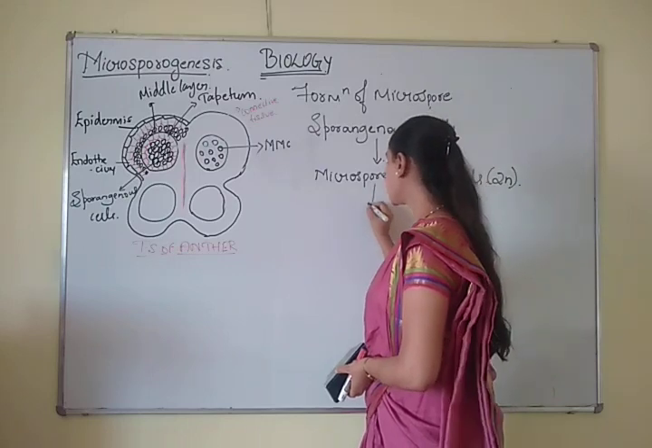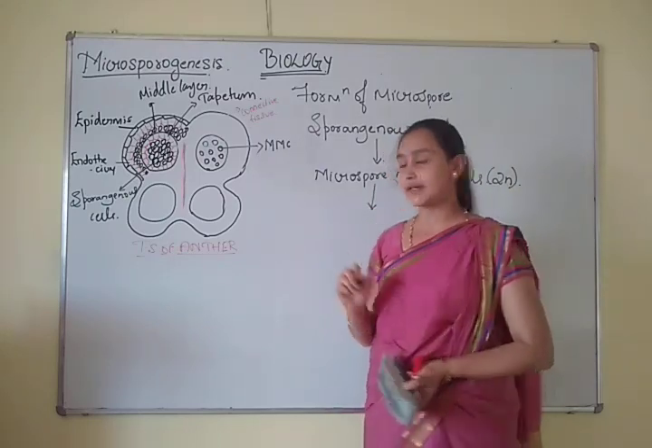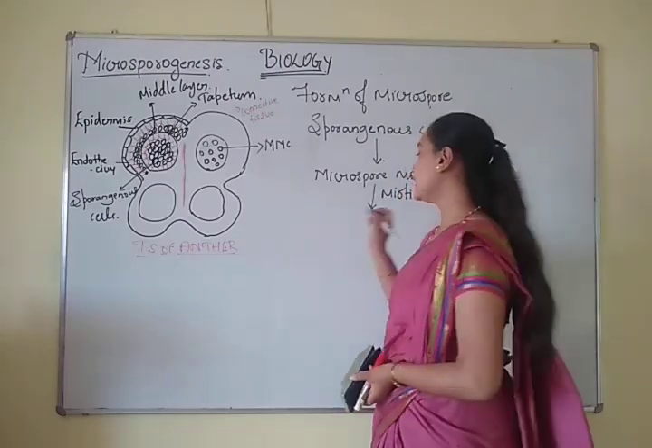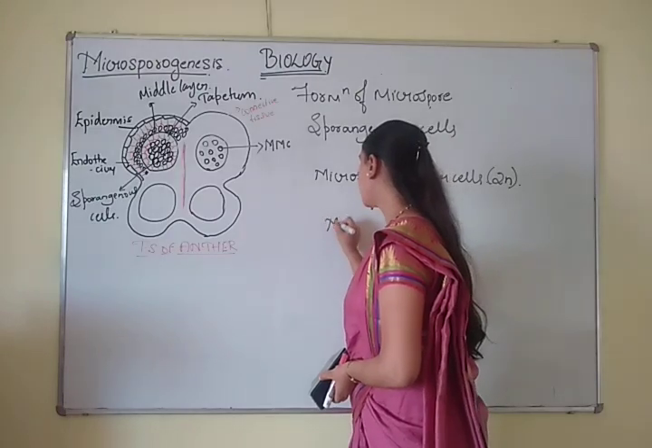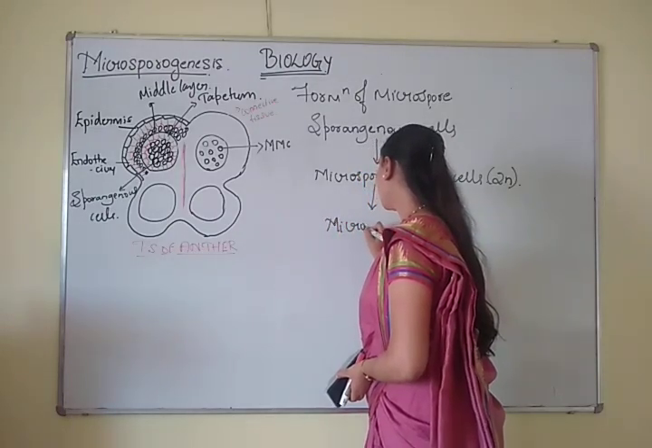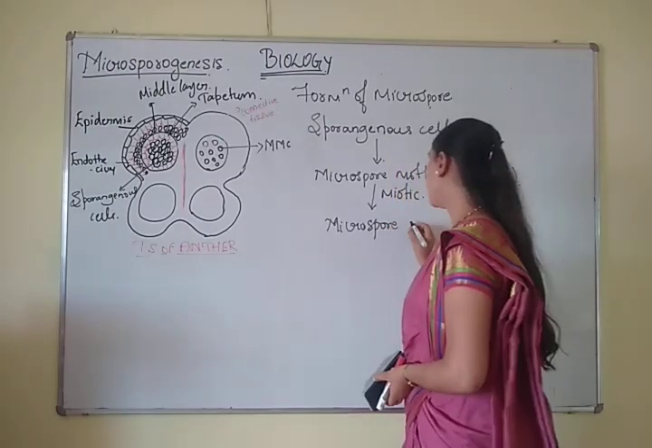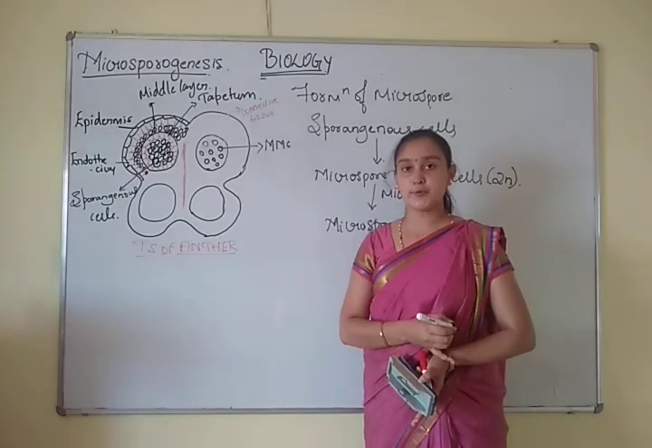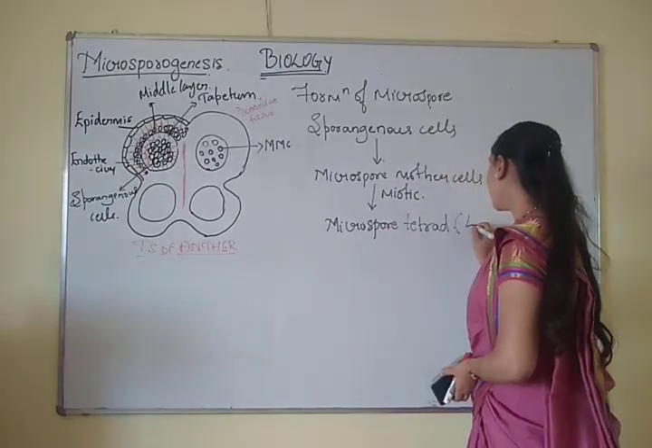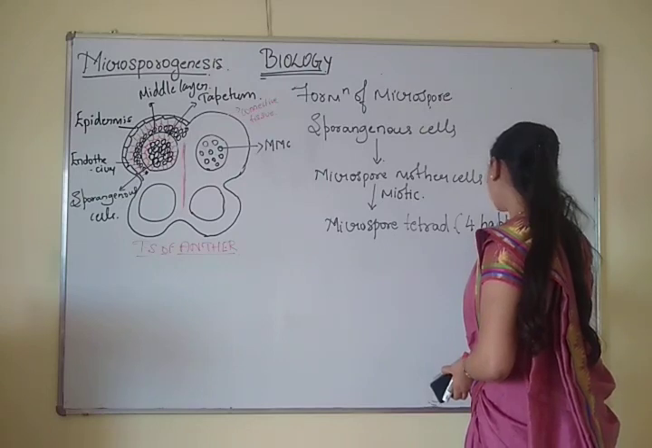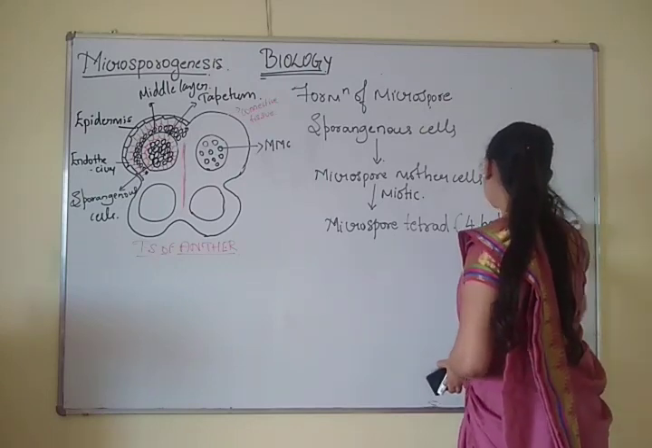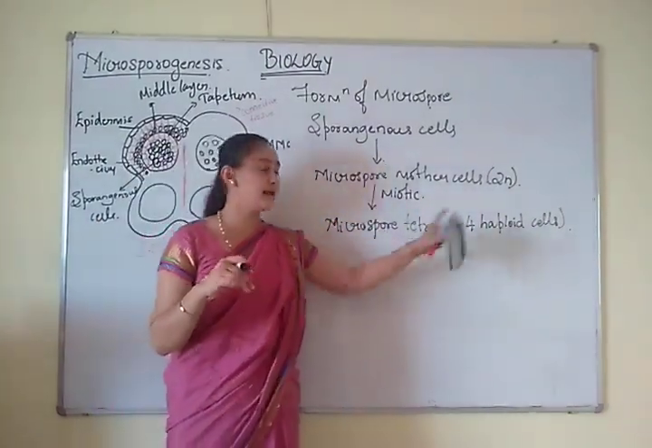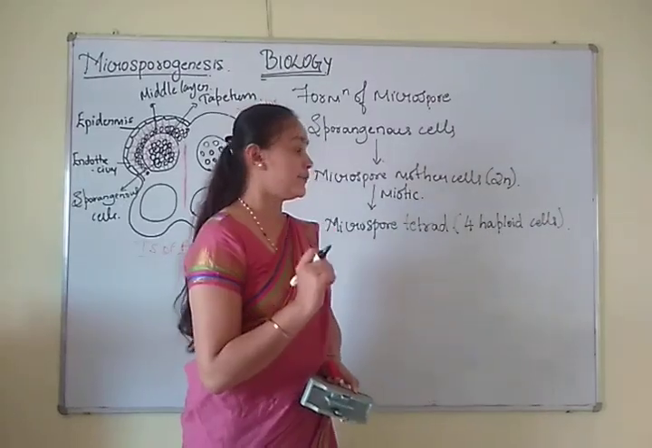Next, the microspore mother cells will undergo meiotic division. Then in the next step, it will form the microspore tetrad. This microspore tetrad has four haploid cells. In the microspore tetrad, there are four haploid cells.